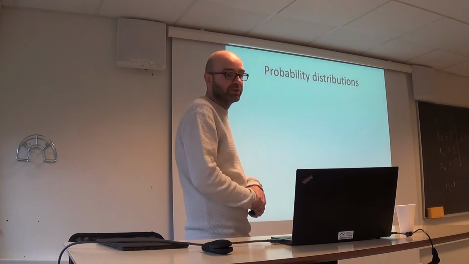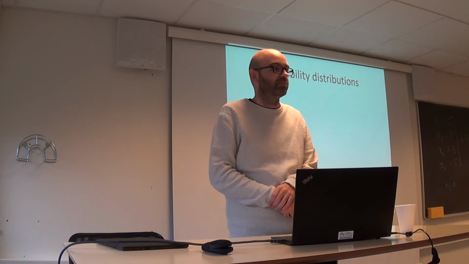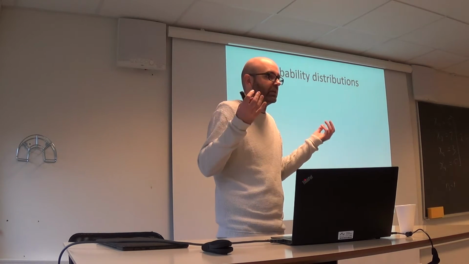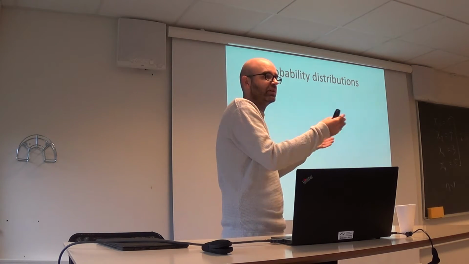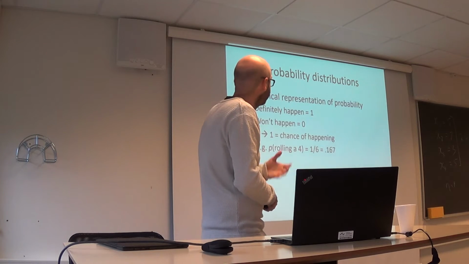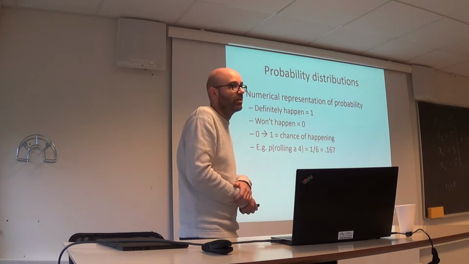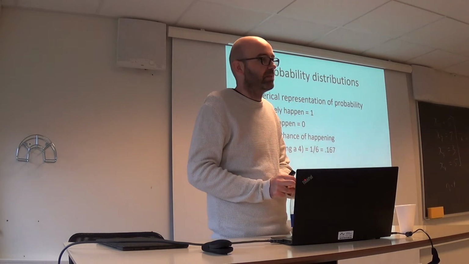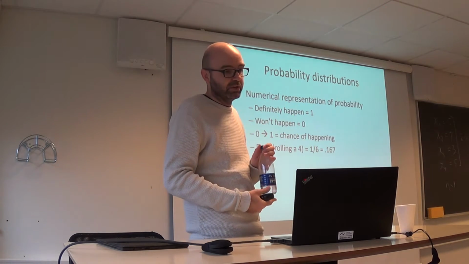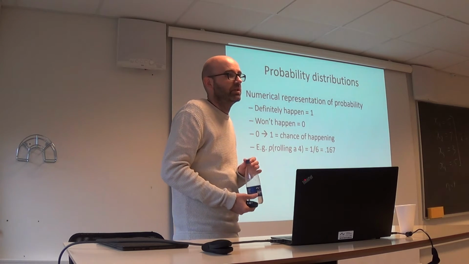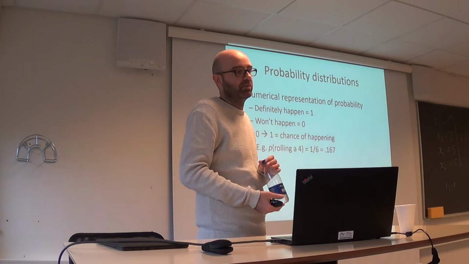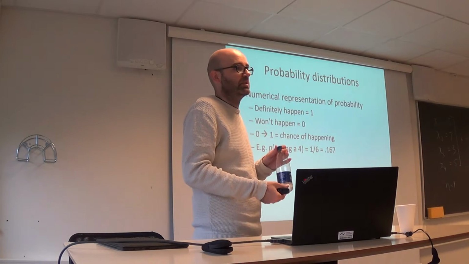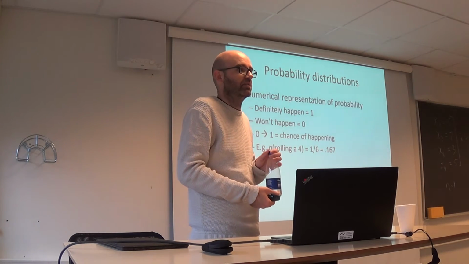Okay, so probability distributions are a way of representing numerical ideas that we just talked about. This idea from 0 to 1. 1 means it's definitely going to happen. 0 means it's definitely not going to happen. If it's from 0 to 1, then there's a chance of happening. So, for example, the probability of rolling a 4 on a dice is 1 in 6, because there's only one 4 on a standard dice, so it's 0.16. So it's a 16% chance that you'll get a 4.